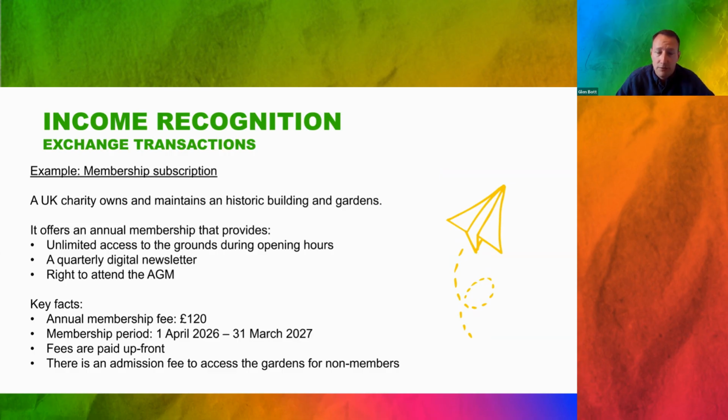So here's an example of an exchange transaction. We have a UK charity that owns and maintains a historic building and gardens. It offers an annual membership that provides unlimited access to the grounds during opening hours, a quarterly digital newsletter, and a right to attend the AGM. Then some key facts. The annual membership fee costs £120. The membership period is a fixed period between 1st of April 26 to 31st of March 27. The membership fee is paid up front. And if you do not have a membership, then you do have to pay to access the gardens.